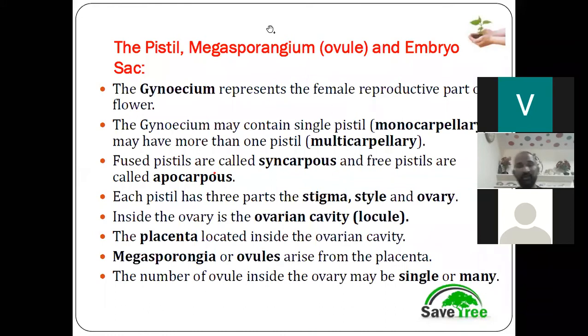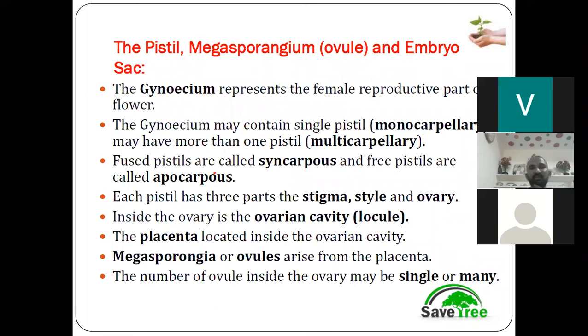Okay, so till now we studied microsporogenesis. The release of pollen grains from the microsporangium is known as microsporogenesis, which is the first part. Now coming to the second part, what is it? Megasporogenesis. So the male part of the androecium produces the pollen grains.